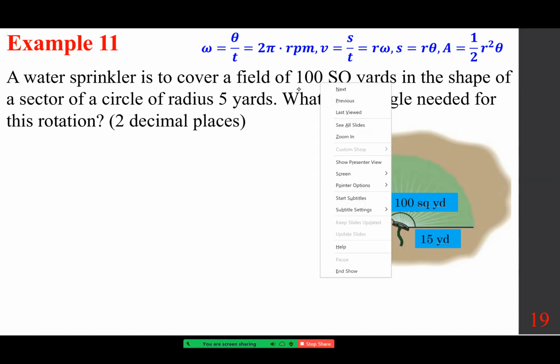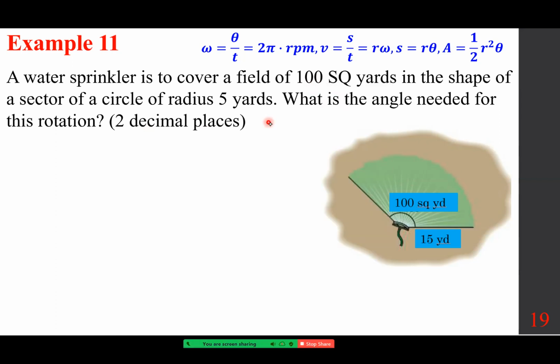It's important to know you're dealing with word problems, so we're going to write what's given. This is the area of a sector. Area is 100 square yards. The radius R is 5. Theta is missing.